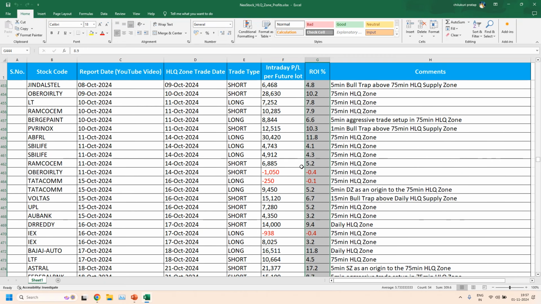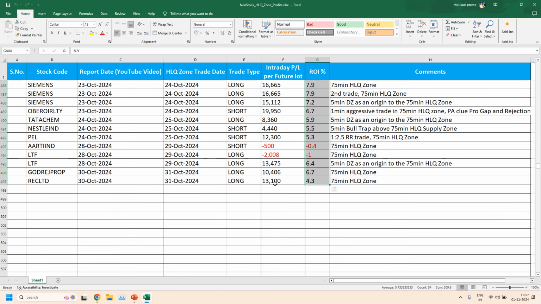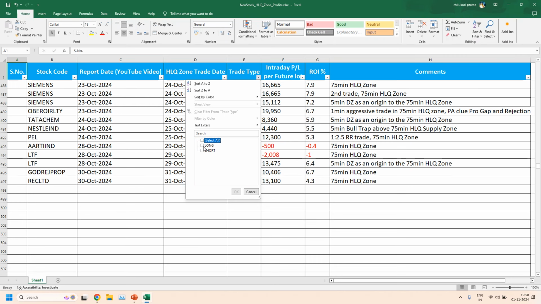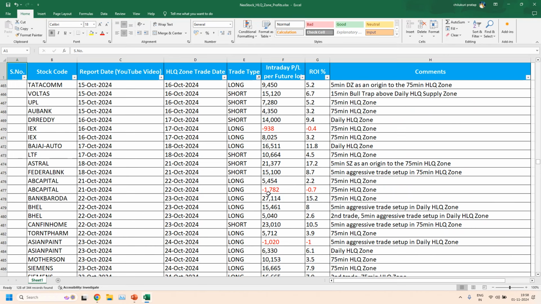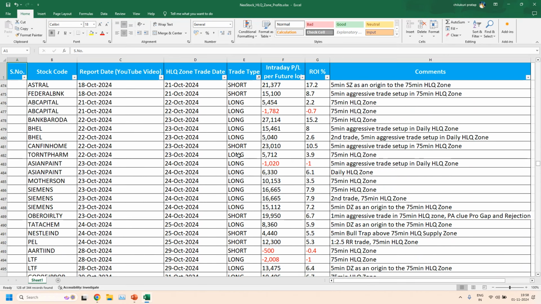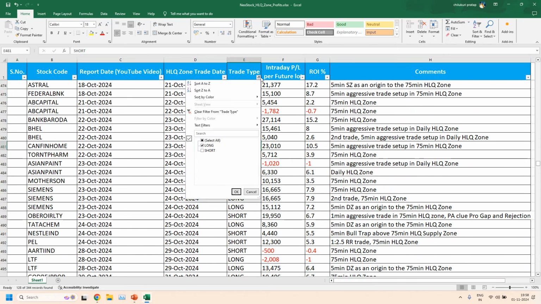So total how many long trades are there? Let me add a filter, that way you will get clarity. So in this filter, I am adding only long trades. Now let's check how many long trades there are. Why has short come? Something is wrong. Something is wrong with this Excel sheet.